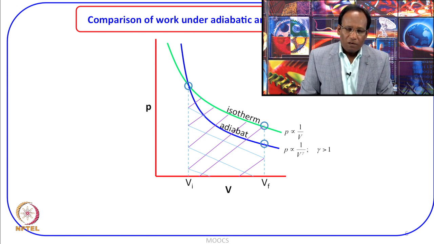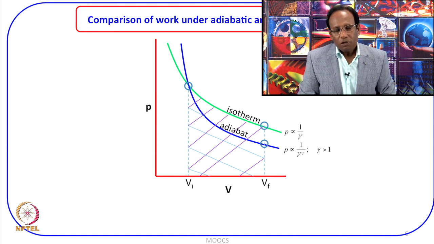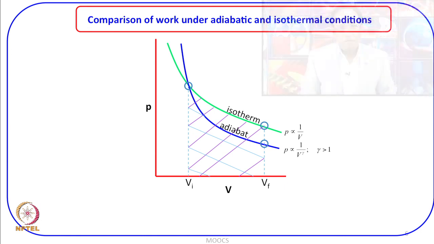Otherwise also, if the process is isothermal, it means the temperature is being kept constant. Therefore, the internal energy of the system is continuously being replenished, and hence the system can do more work. Whereas, in an adiabatic process, the internal energy decreases. Therefore, the work available from the system will be less.